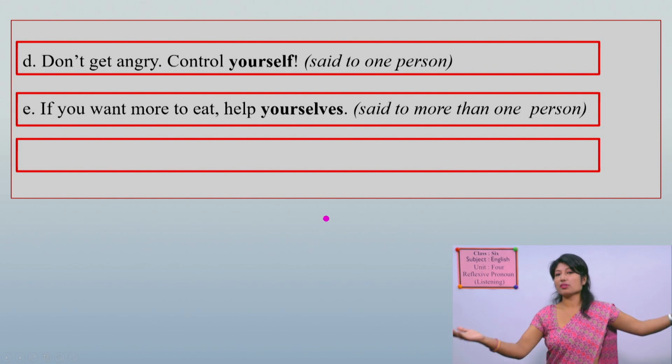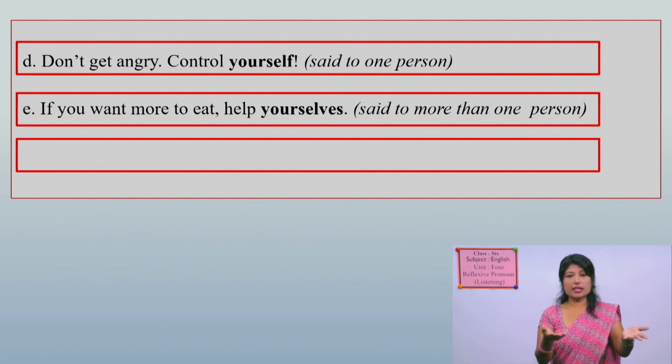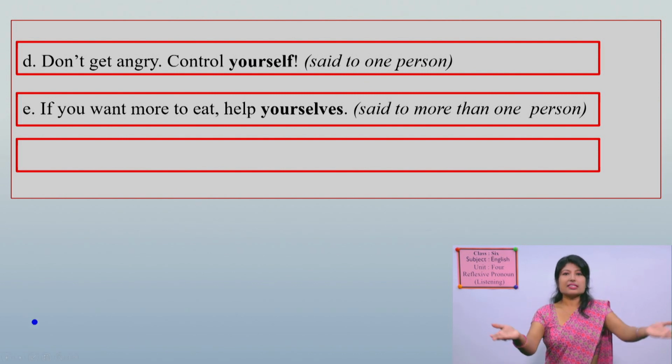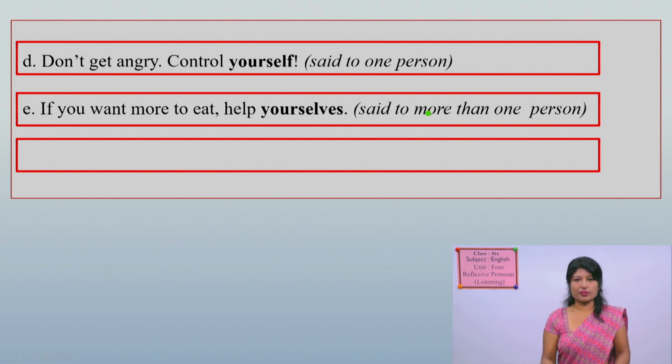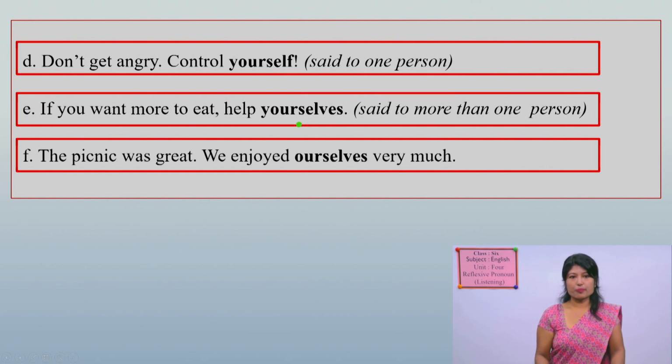There were many people. Let's suppose there is a party and people are in the party. The host is saying, please help yourself. Here, help yourself means please take food yourself. So it is said to many people: here self, here selves. Next, the picnic was great and we enjoyed ourselves very much. Ourselves refers to we.